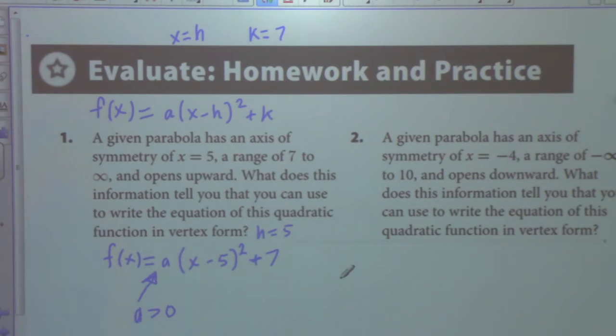Okay, so there we have it. So that's it. You can just write it until you know a is greater than 0. So that tells you all you can know from what's given, right?